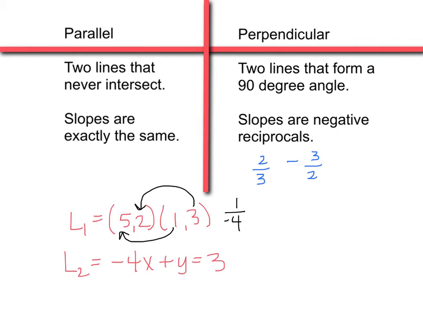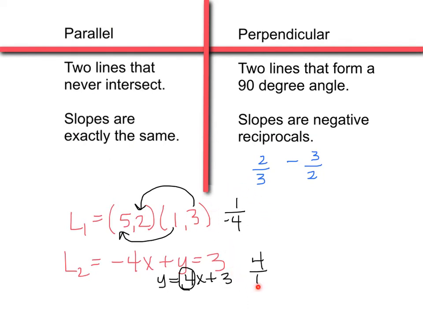Let's look at the slope of the second line. To find the slope of an equation, remember we've got to get that y by itself. So in this case, I've got to add that 4x over. The slope then becomes the number in front of x, in this case positive 4, or, if we made that a fraction, 4 over 1.